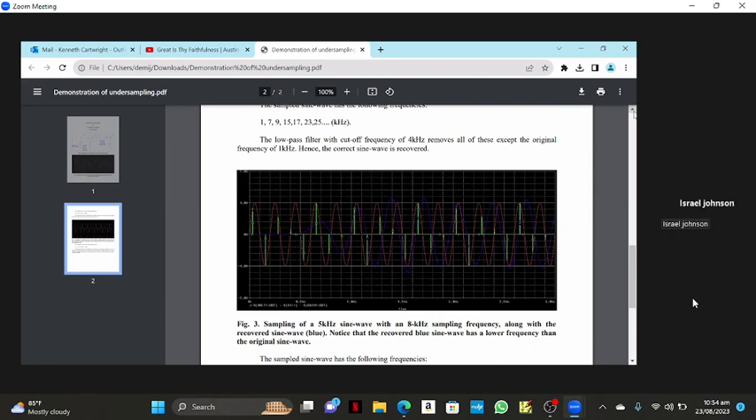I don't know the frequency. Yes, you do know the frequency. You're just too lazy to work it out. I gave you all the tools to work it out. The input is 5,000. The sampling frequency is 8,000. So what frequencies are present in the sampled signal?